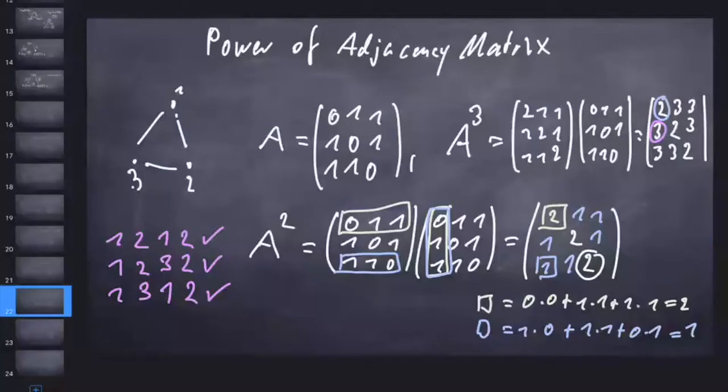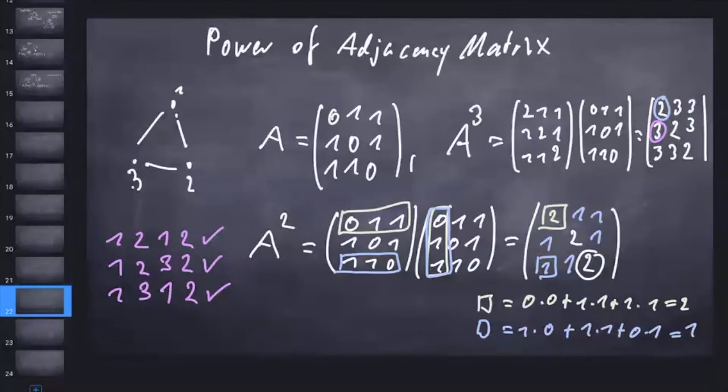Now, we want to count the number of triangles, right? And you see here from the diagonal that we always have 2s. That means the number of paths from one node to the same node. But the triangle has 3 nodes, so we have to divide this number by 3. And then we have to divide it again by 2 because we don't want to count the possibilities to end up in one specific node.